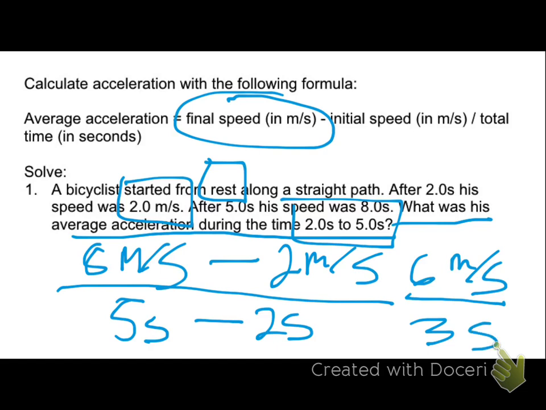So 6 divided by 3 is? 2. And then the unit should be, any guesses? Close. Meters per second squared. Okay, this is a new unit because we divided meters per second by seconds. We're going to wind up with the unit meters per second squared.